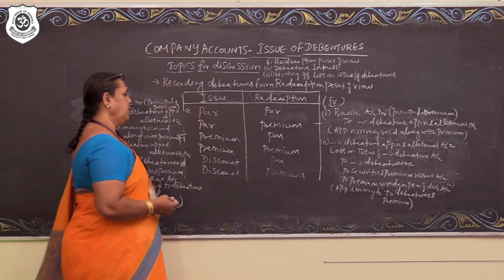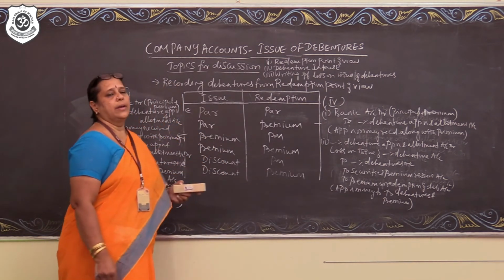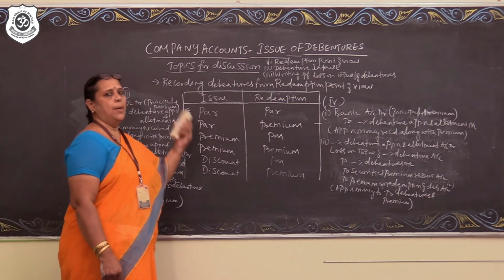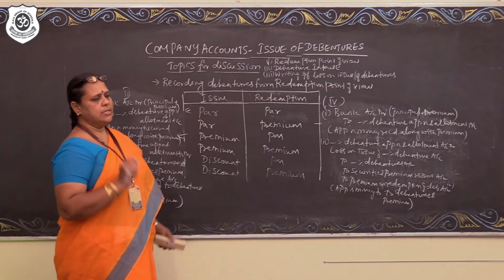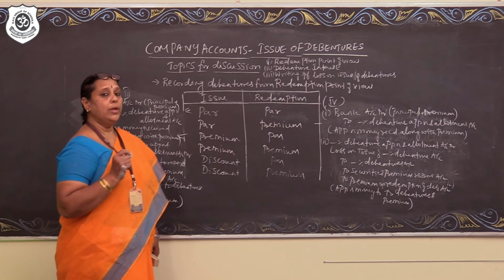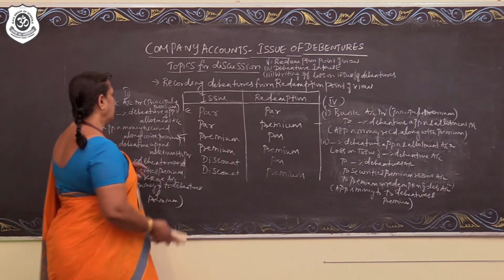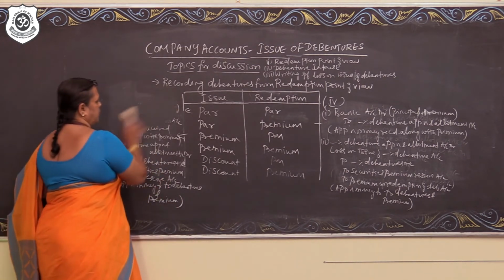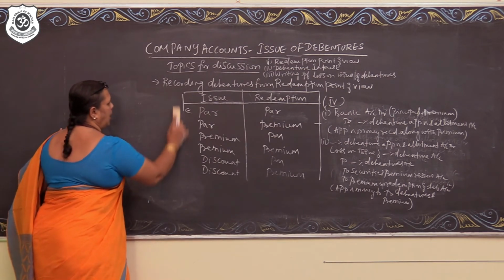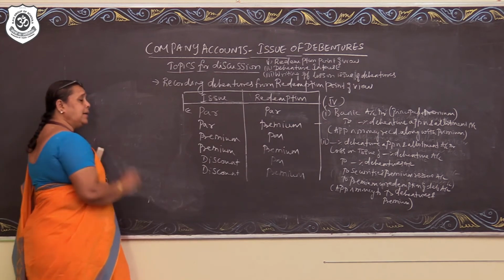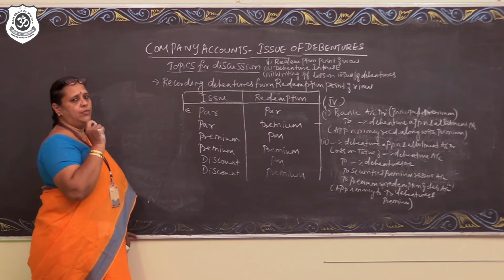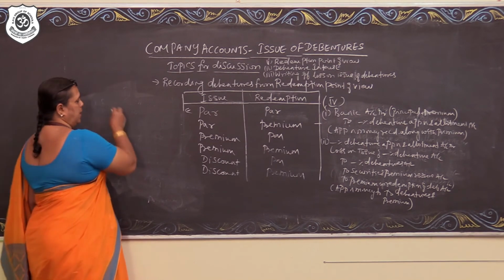Now, case 5, issued at discount, redeemable at par. So, the company will receive less but repay more. So, it's a situation of loss to the company, but it's a loss which the company knowingly allows to happen. So, case 5, we have issued at discount, redeemable at par. So the entries remain to be the same. Only thing is the amount to be received will be less for entry number 1.